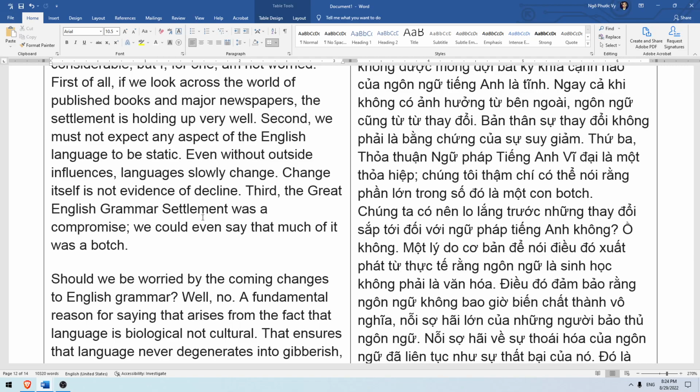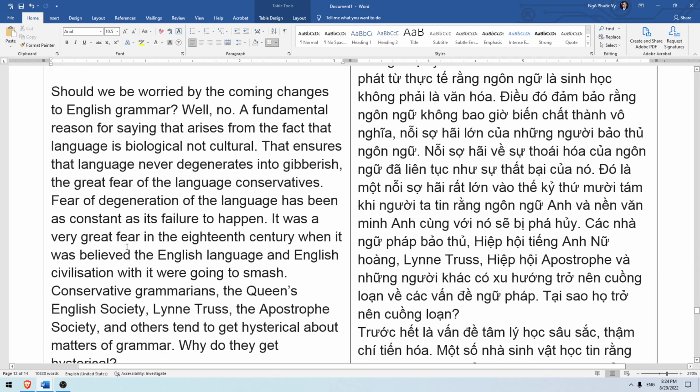Third, the great English grammar settlement was a compromise. We could even say that much of it was a botch. Should we be worried by the coming changes to English grammar? Well, no. A fundamental reason for saying that arises from the fact that the language is biological, not cultural.